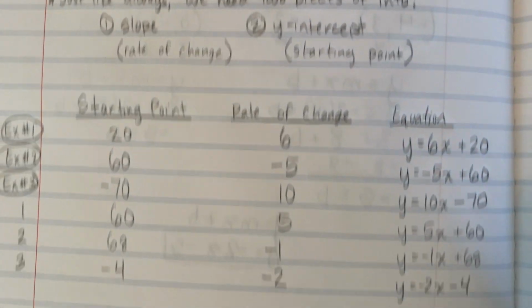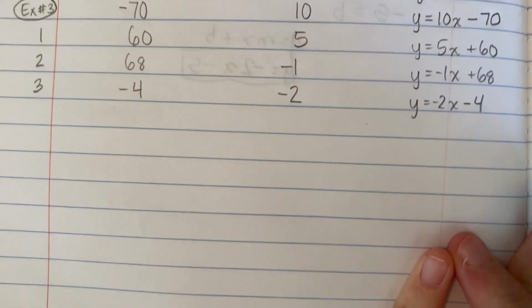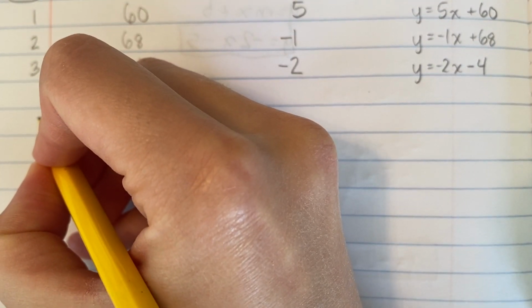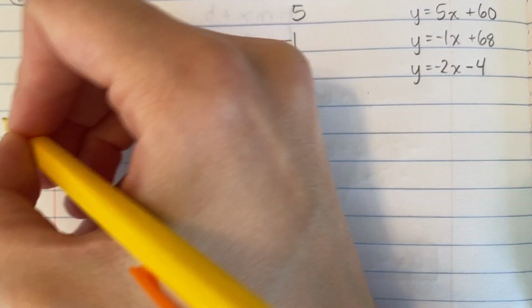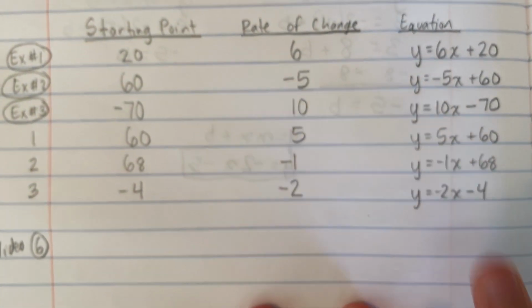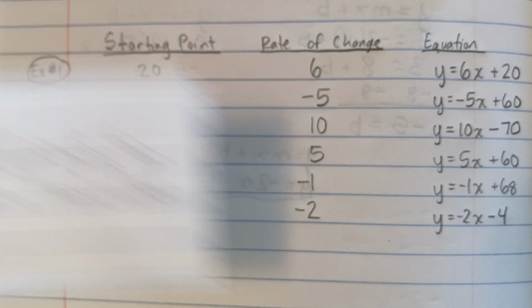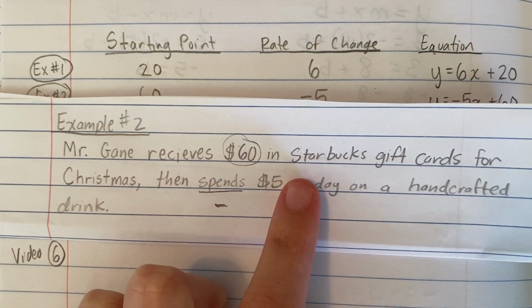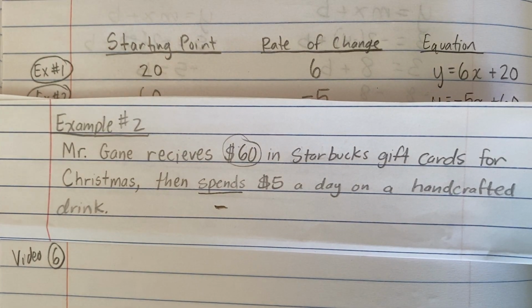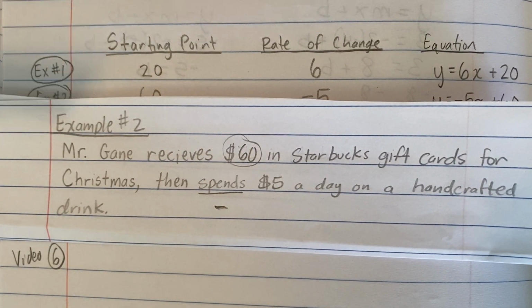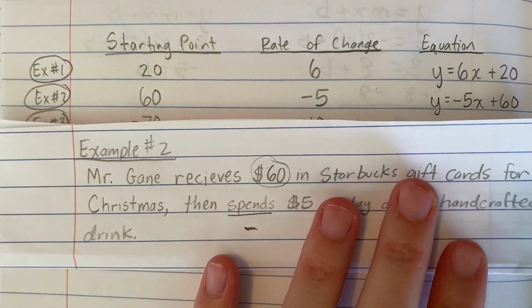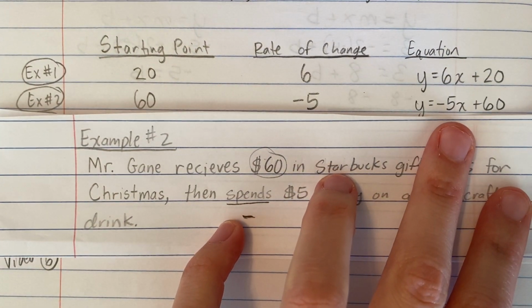Right, now that you've gotten some practice with this writing equation stuff, it is time to use those equations. Let's see if we can take these equations, and I'm going to use the examples from above. Let's go back to example number 2. Remember, example number 2 was Mr. Green receives $60 in Starbucks gift cards for Christmas, then spends $5 a day on a handcrafted drink. And I came up with this equation, y equals negative 5x plus 60.